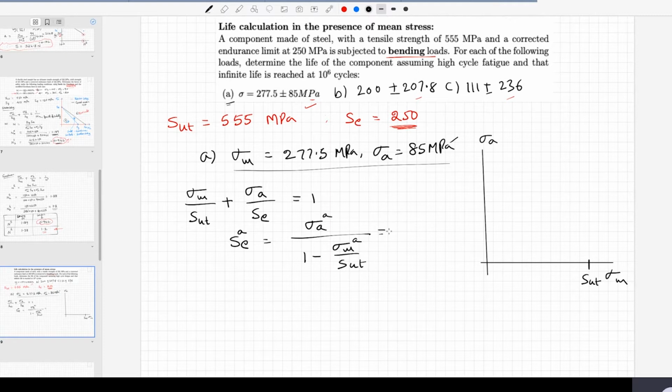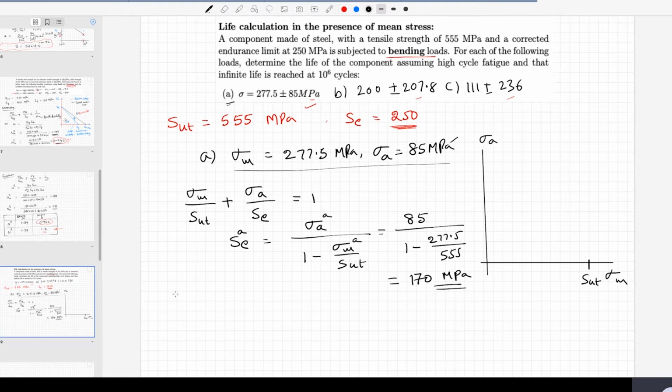That is equal to 85 divided by 1 minus 277.5 divided by 555. If you do that, then you will get 170 MPa. Because 1/2, the 2 goes into the numerator, then you get 170 MPa. That is your SE, correct?